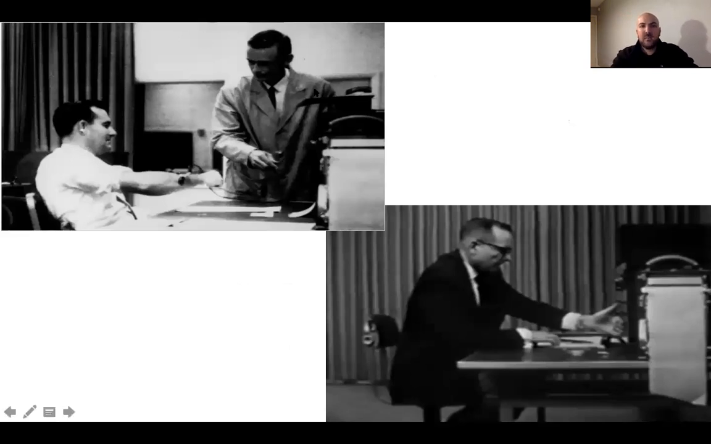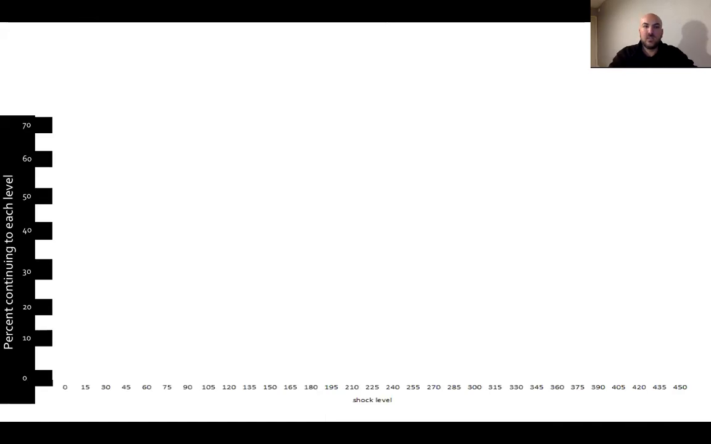So they set it up where the person in the white lab coat would always randomly assign it, so the actor would always get assigned the role of learner, and the naive participant was always assigned the role of teacher. And the whole point of the study was to see how far the teacher would go on the shock scale. Would they go from 0 to 450 volts? And this is what they found.